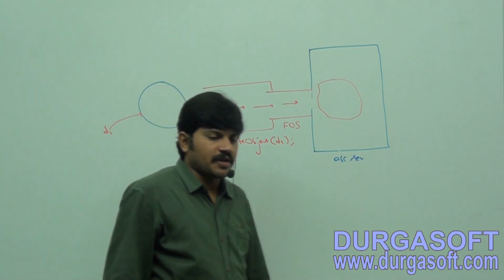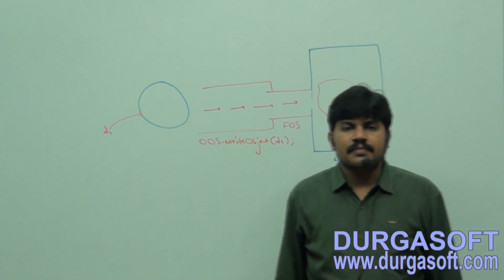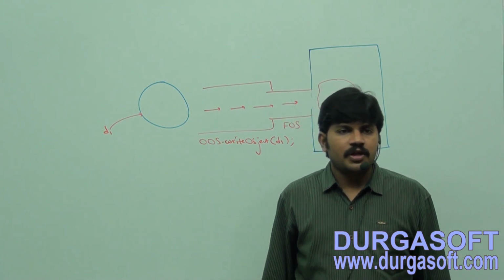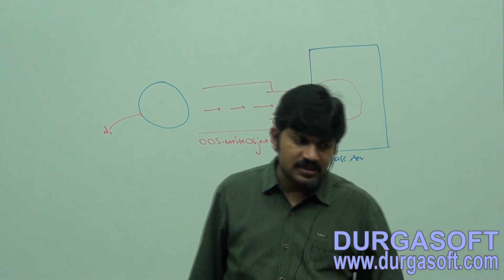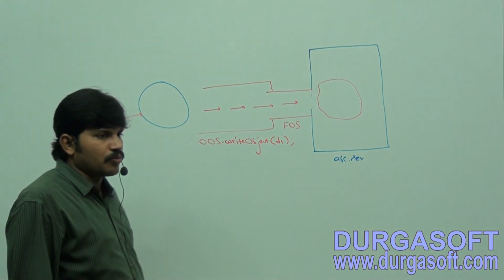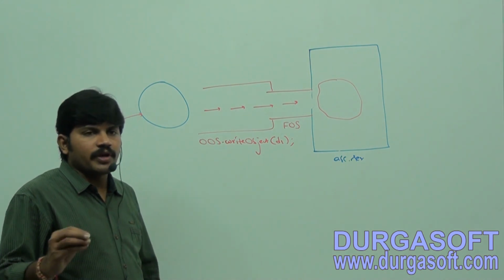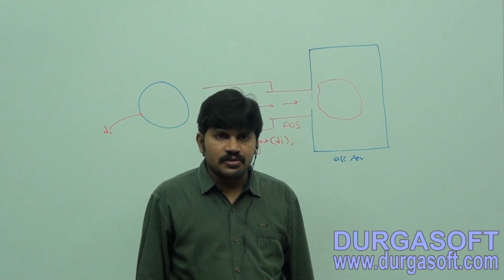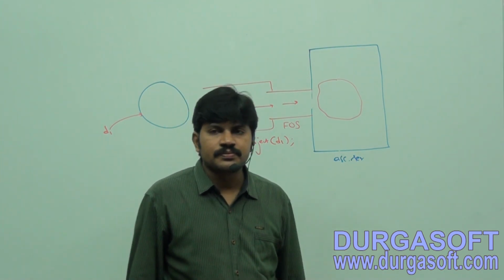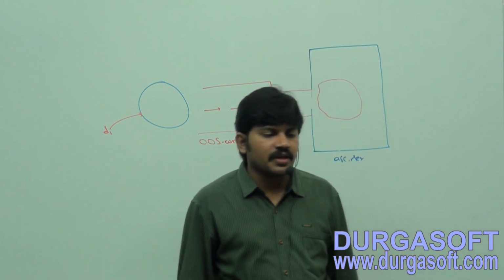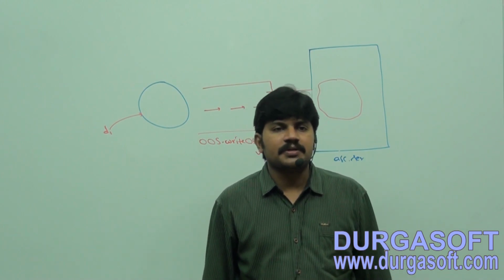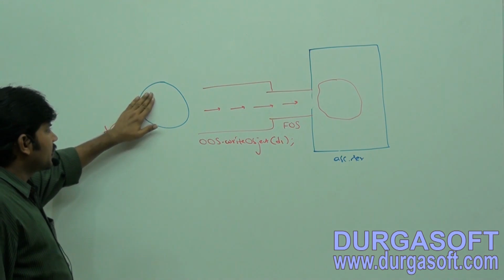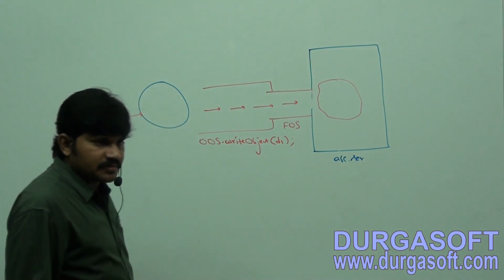By using FileOutputStream and ObjectOutputStream classes, which are class names, we can implement serialization. Is it clear for all of you?